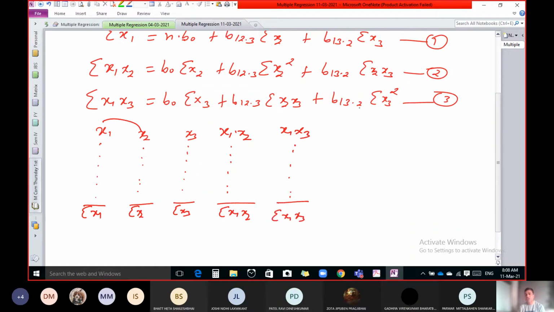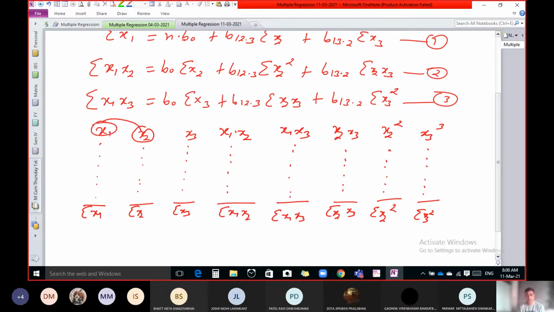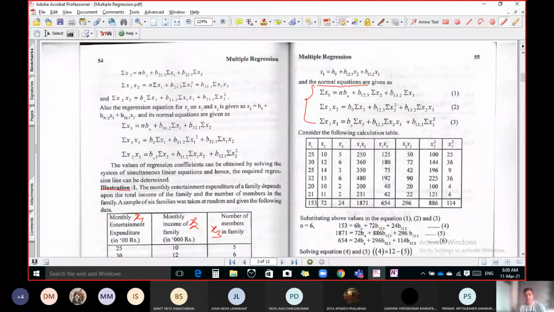Now we require x2 into x3. Here also we get summation of x2 into x3. Then we require x2 square and x3 square. So x2 square, x3 square means take the square of different values of x2 and add. Here take the different values of x3 and add. So we get sigma x2 square. Here we get sigma x3 square. X1 square is not required, so no need to waste time to calculate x1 square. Okay. Now this calculation you require to do by using the given data.